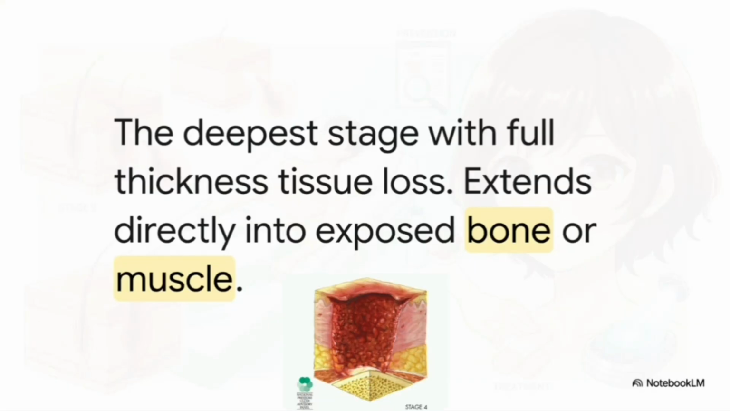Finally, we hit stage 4, full thickness tissue loss. This is the deepest, most dangerous stage of all. The ulcer now extends straight down into the muscle, the tendon, or it might even fully expose the bone. The structural damage at this level is massive. And to be blunt, it poses a severe, immediate threat to the patient's life.